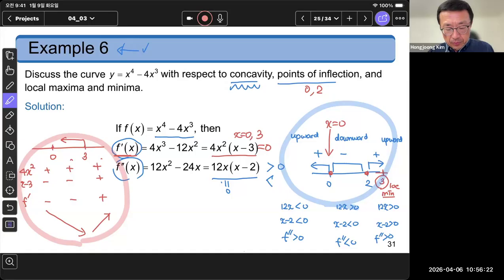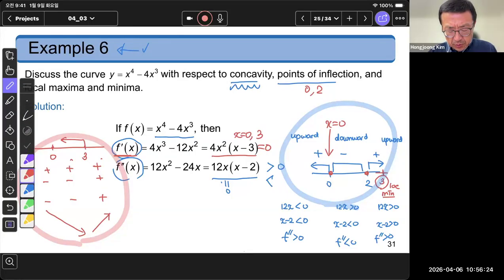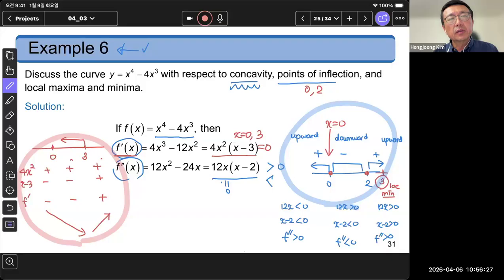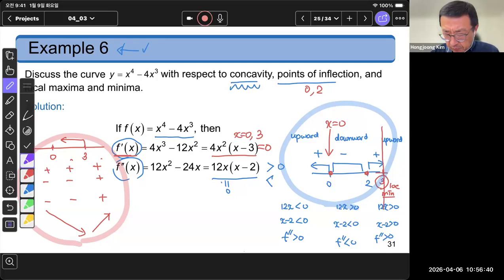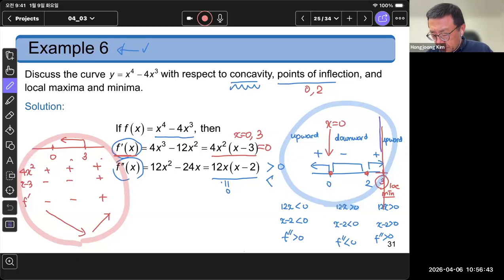Okay, so here is the idea. My function decreases up to 3. Okay, up to 3, my function is decreasing, but up to 0, it is concave upward. If it is concave upward, so here is 3.